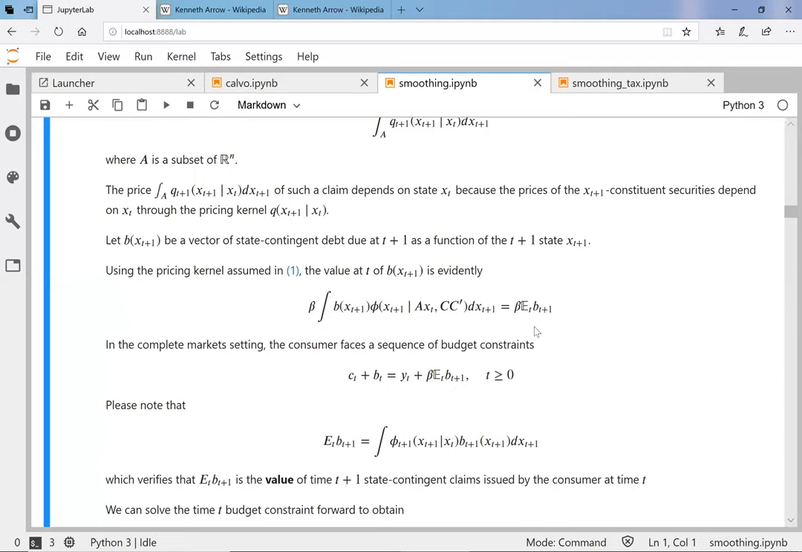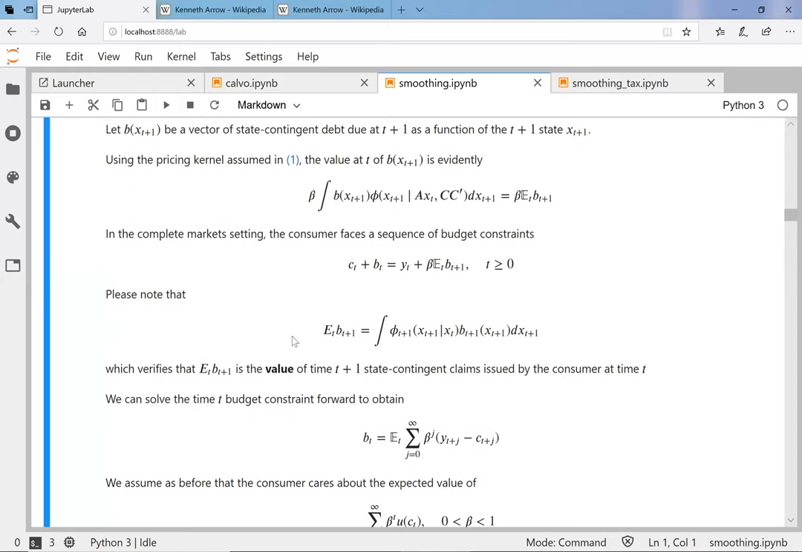Beautiful. So what's going to happen in my complete market setting? Here's going to be my budget constraint every period. This is a baby's version of Ljungqvist and Sargent, Chapter 8. Consumption plus the debt that I owe, B_t, I owe B_t today, is equal to my non-financial income plus, if I want to pay this and I don't have enough, I'm going to issue one period Arrow securities. And I'm going to promise to pay B_{t+1} tomorrow. That's a random variable. It depends on all the states. The value of that today is beta E_t B_{t+1}.